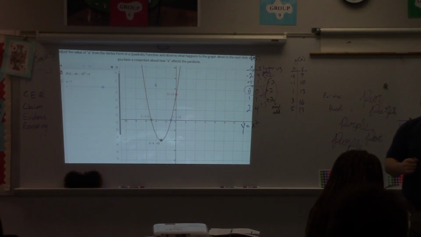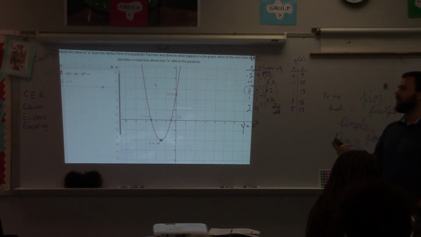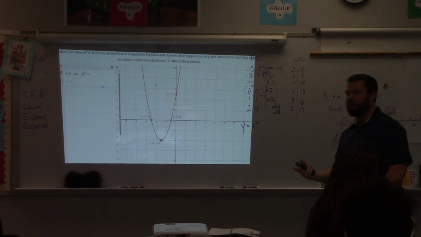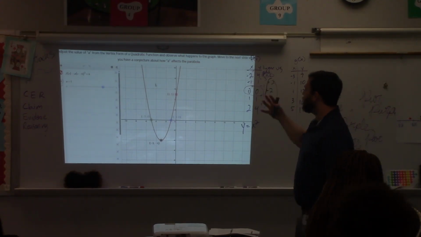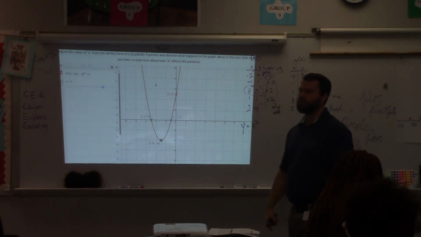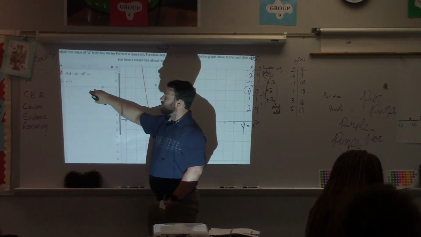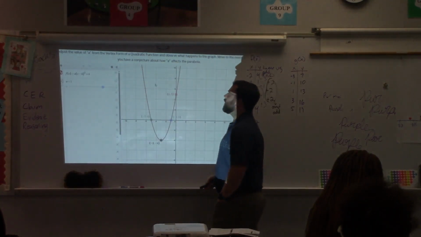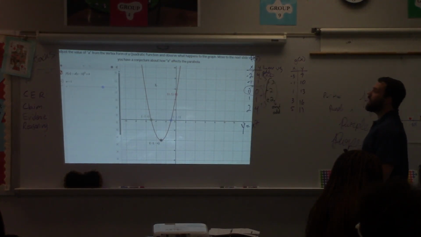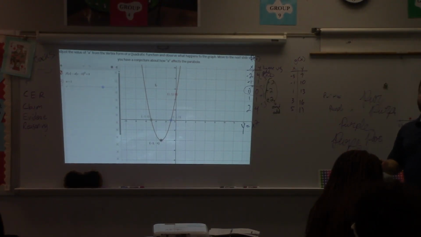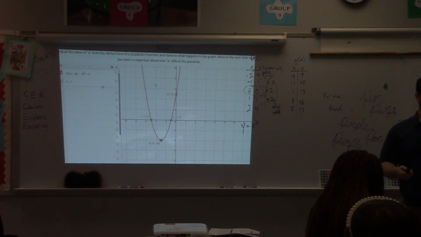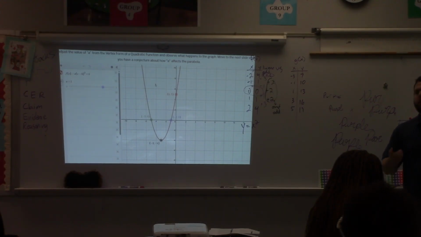Is A changing the vertex? Is A changing the concavity? Is A changing the line of symmetry? What is A changing about that parabola? So you're going to take the slider here for A, and you're going to slide it. So think through those, what your conjecture about A is. When you have a conjecture, any guesses what I want you to do? Write it down. Where am I going to ask you to write it? Vertical surface. Yeah, I want you to write on a vertical surface.